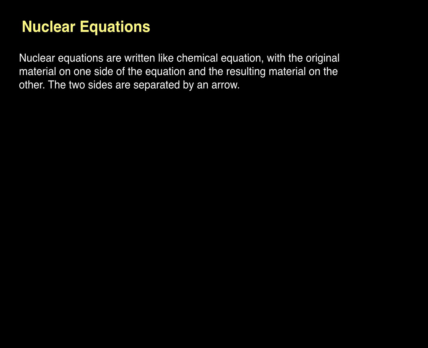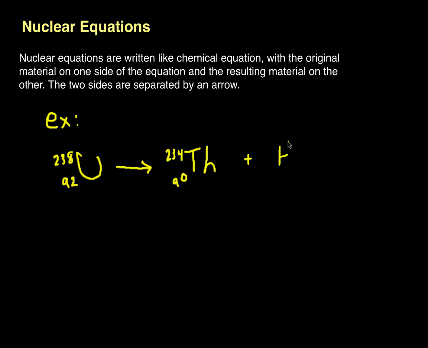Nuclear equations are written like chemical equations, with the original material on one side of the equation and the resulting material on the other. The two sides are separated by an arrow. Here's an example. We could start with the uranium-238 isotope, which is U-238-92. But as this decays with alpha decay, it becomes the thorium isotope, which has 234 nucleons, an atomic number of 90, and the alpha particle, which is the helium nucleus.